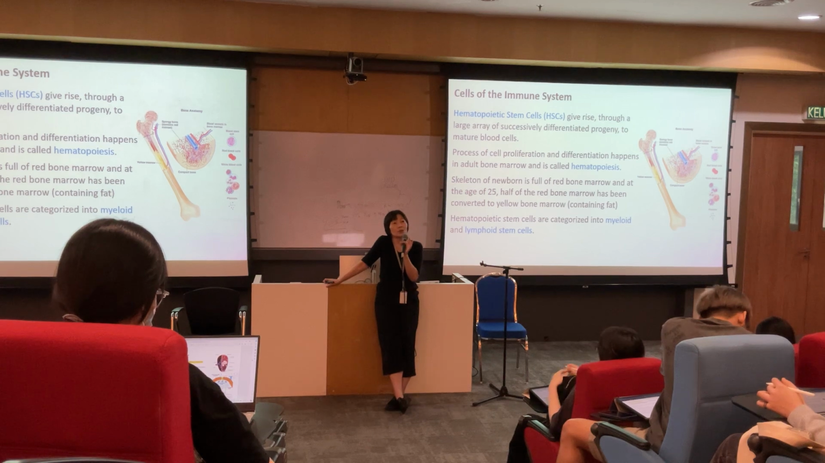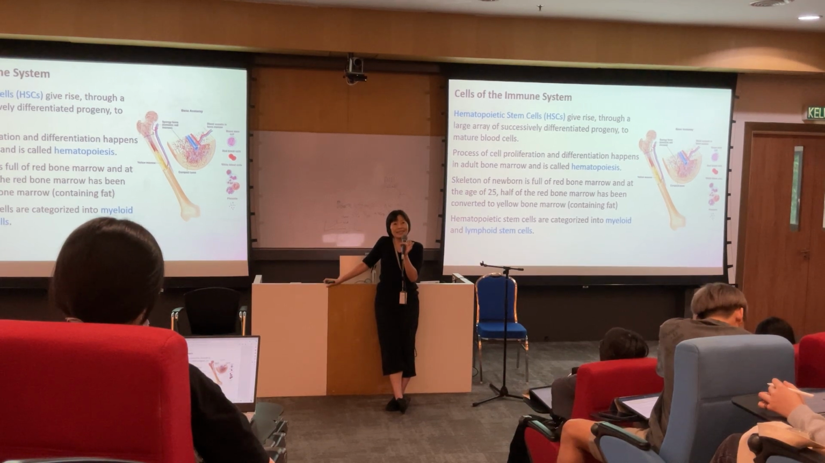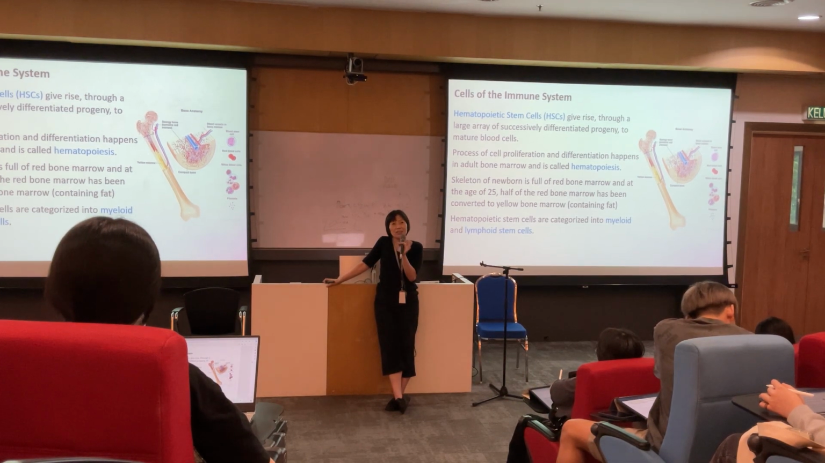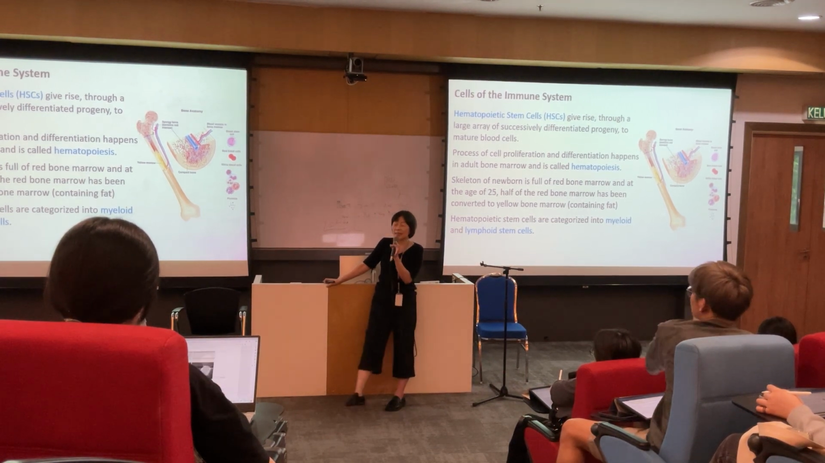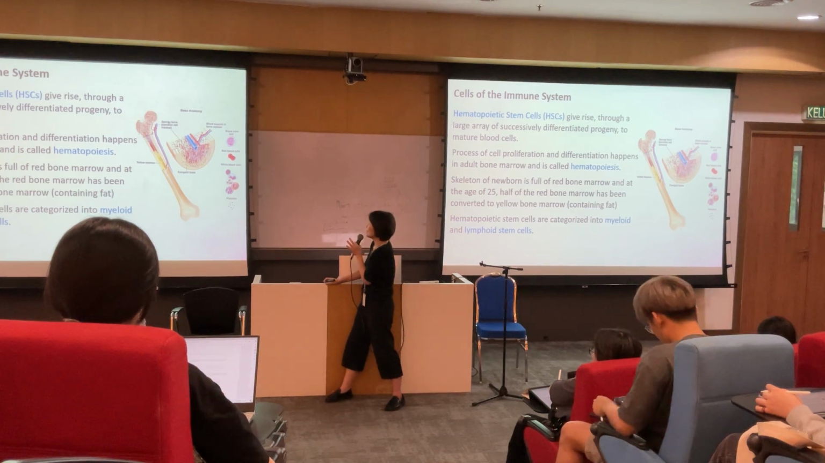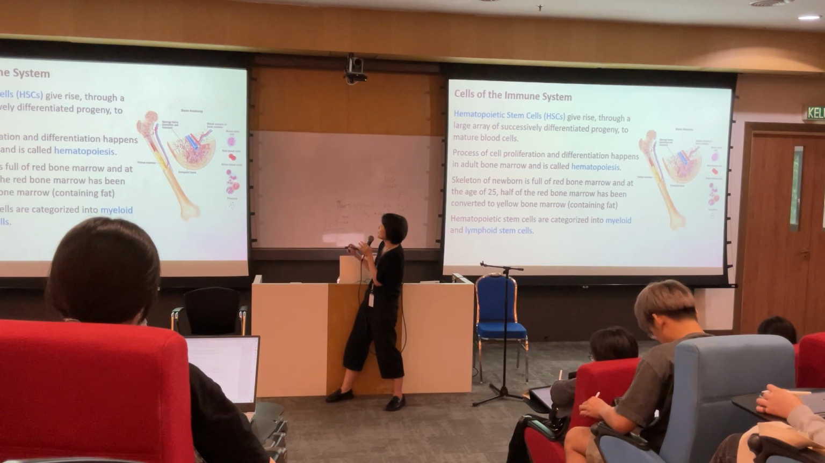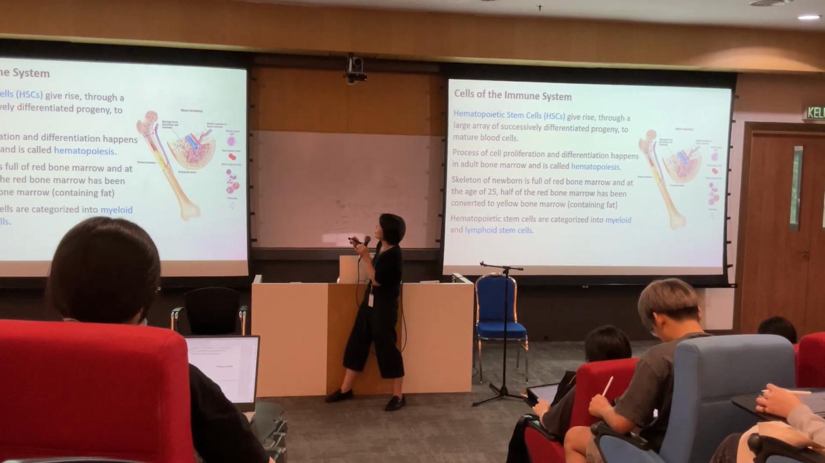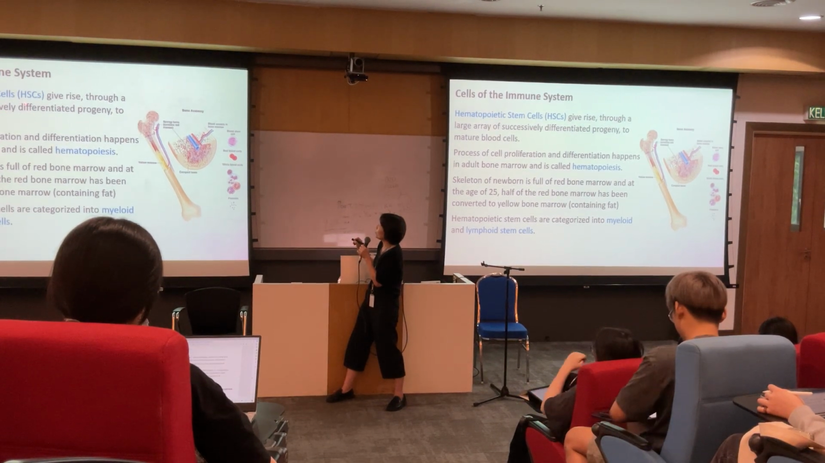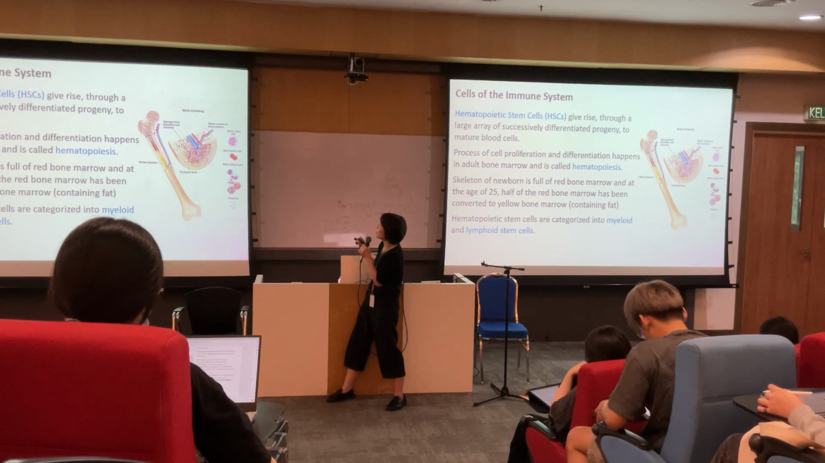Now, change the topic a bit. We finished what are so-called primary and secondary lymphoid organs. Now I start introducing the immune cells. The cells of the immune system come from the hematopoietic stem cell, HSC, that everybody knows. They are multipotent stem cells. They can proliferate and then eventually differentiate into many types of immune cells.